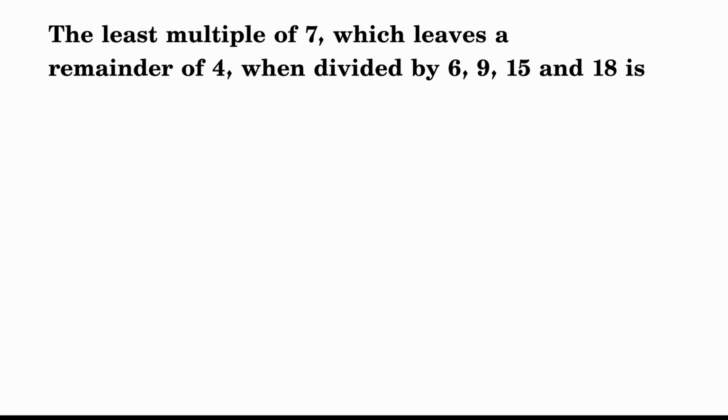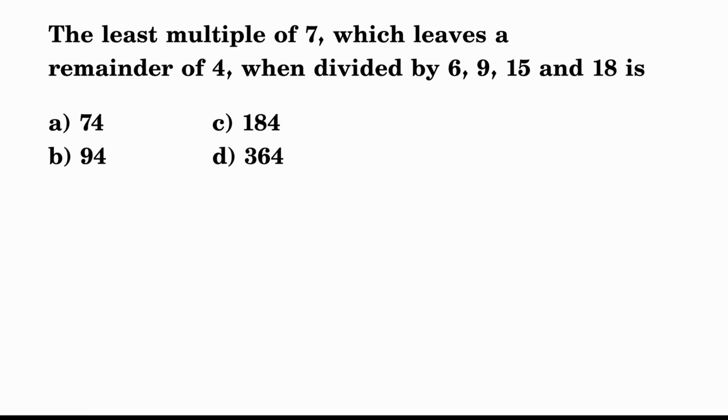The least multiple of 7, which leaves a remainder of 4 when divided by 6, 9, 15, and 18, is. So we're given 4 options. Is it option A, option B, option C, or option D? I want you to take a closer look at this question. We will try to solve it step by step.